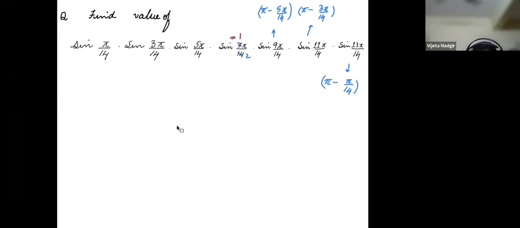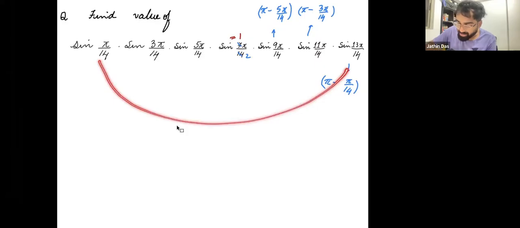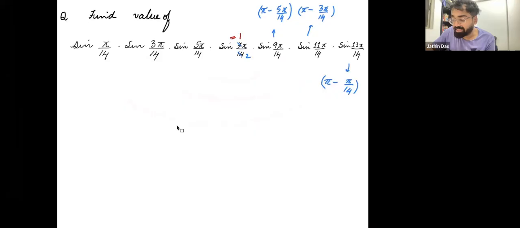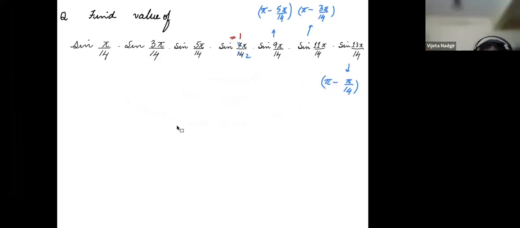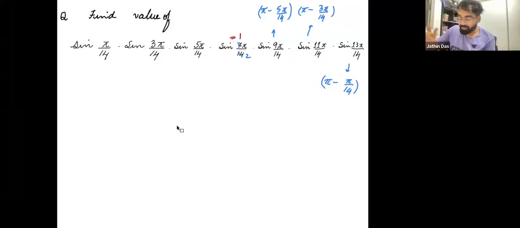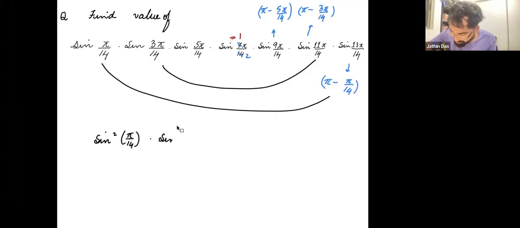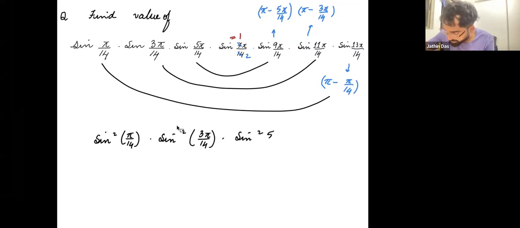Okay. So you got a mirror image. And what is sine 180 minus theta? Sine theta only. हाँ. So squares आएगा पूरा. So I hope you are understanding. So these both will combine to form sine square pi by 14, and these two will combine to form sine square 3 pi by 14, and these two will combine to form sine square 5 pi by 14.